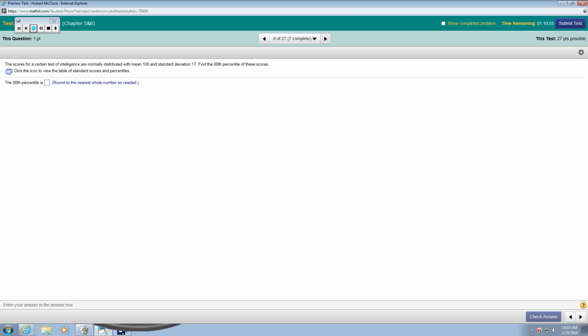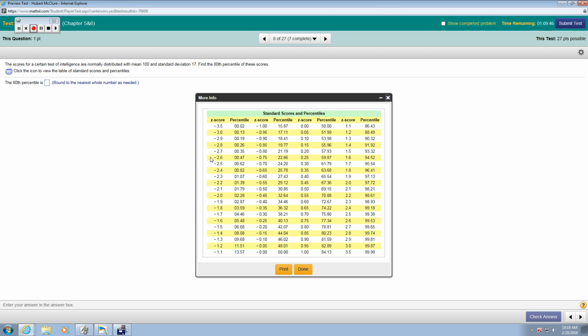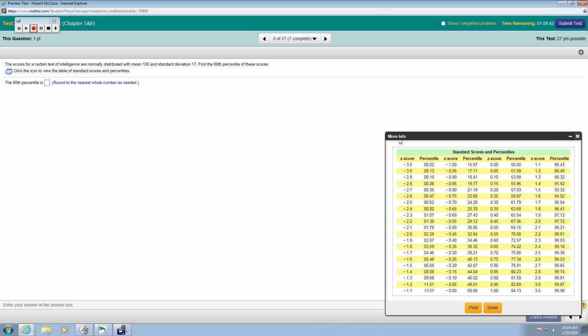Empirical rule. Now, we've got to have a z-score right here. We don't have a z-score. Well, then we go to the table and look up 80%. So we go to our handy-dandy table. Let's pull it over here where everybody can see it. I hope.